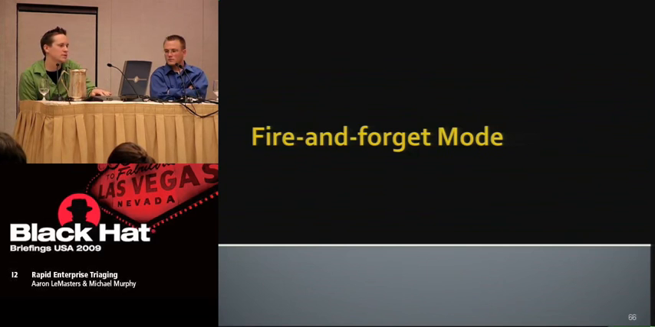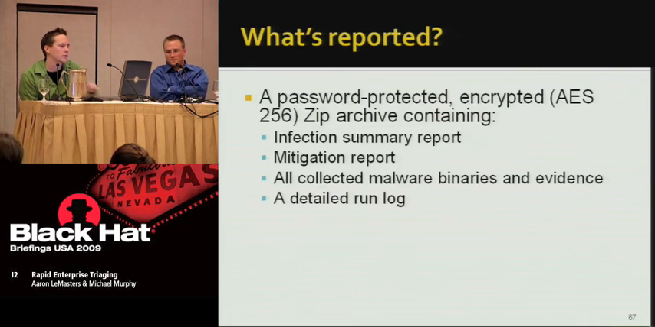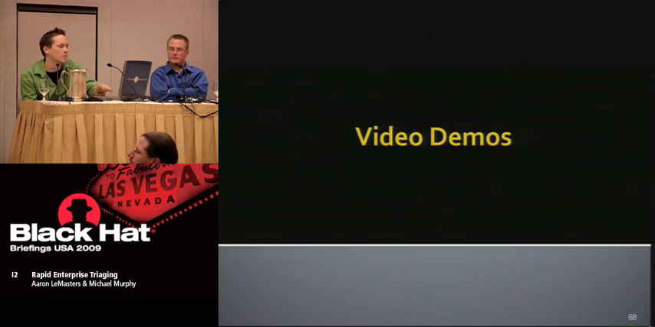Those two examples were based on the enterprise mode and the remote control mode. This is the fire and forget mode. Basically, it just reports this archive that contains the infection summary report, any mitigation actions it took, and all the evidence that it collected. Again, it's encrypted with AES-256, password protected, and it's shipped back over whatever reporting method you specified.